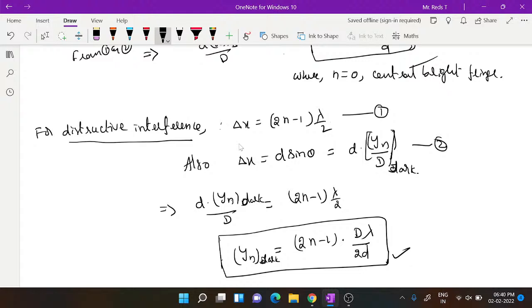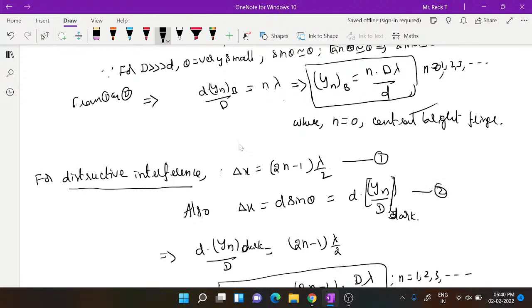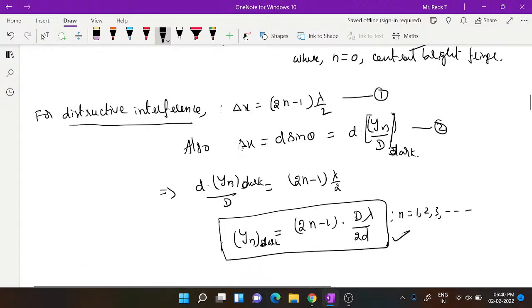Here n is equal to 1, 2, 3 and so on, meaning first or second or third dark band. For bright fringes we have taken n equal to 0, 1, 2, 3, because the bright band is obtained at the center of the screen also, but the dark band will not be obtained at the center. So we cannot take n equal to 0 here; n equal to 1, 2, 3 and so on gives D lambda by 2d, 3D lambda by 2d, and so on.